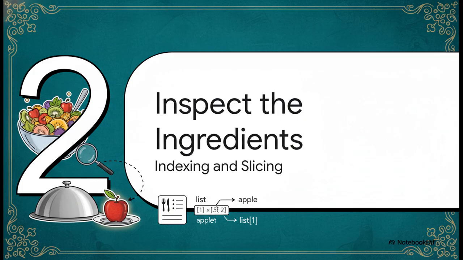Okay, so you've got your list, but what if you only want to look at one specific thing? You don't want the whole fruit salad, you just want the apple. This is where indexing and slicing come into play. These are basically our tools for inspecting the individual ingredients of our data dish.